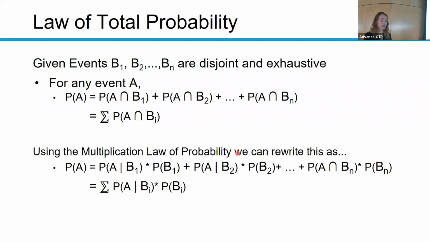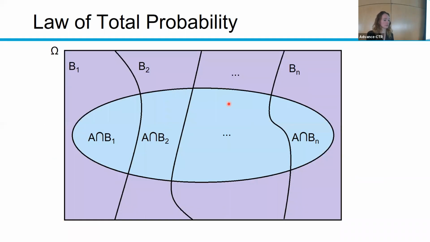Okay, so given that we have those B's, they're disjoint and exhaustive, for any event A, we can write that the probability of A is just the sum of their intersections with B, which makes sense, right? Because this is saying that the probability of A, the probability of being in this blue circle, is just the sum of the probabilities of falling into each of their individual intersections.